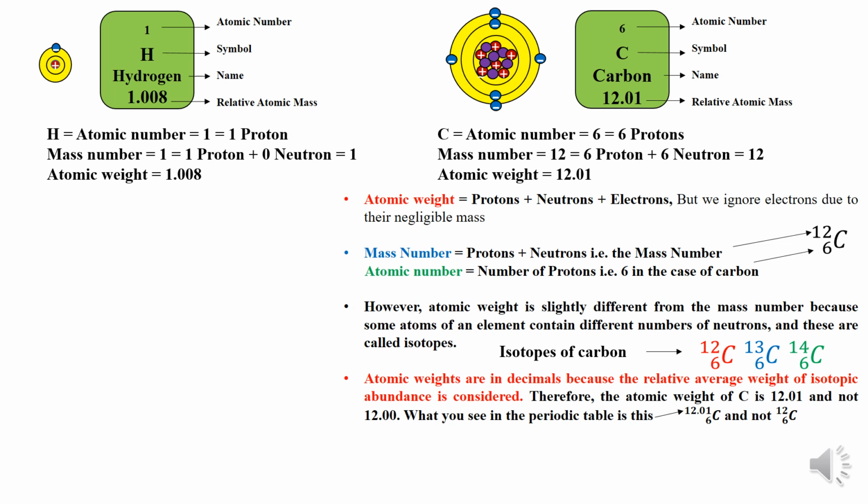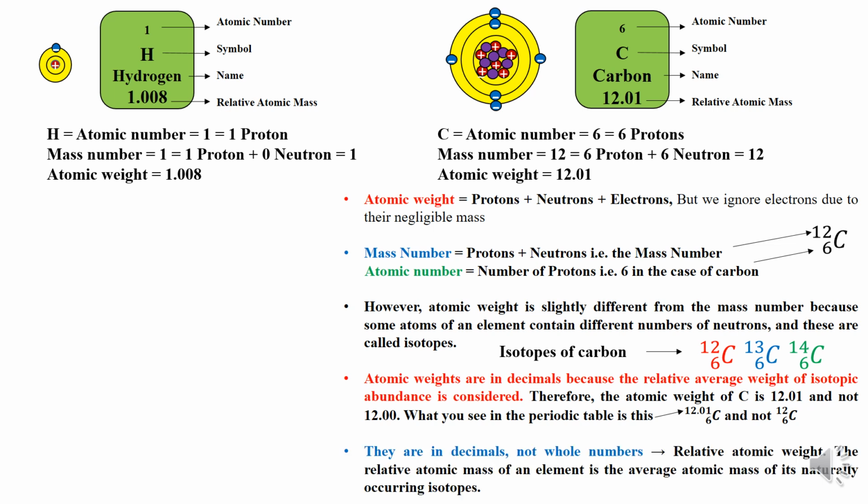Because certain elements contain different isotopes, naturally occurring isotopes. And when we consider the relative average weight of these isotopes, we end up with decimals and not whole numbers. So relative atomic weights are in decimals, not whole numbers. And it is the average atomic mass of its naturally occurring isotopes. So in case of carbon, the naturally occurring isotopes are C12, C13 and C14 due to the varying number of neutrons in the nucleus of the respective isotopes of carbon.